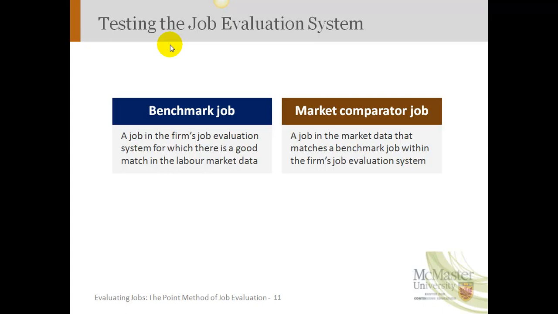Okay, so I'm going to cut off this first video here, and what we're going to do now is get more into how we're paying those jobs once we've evaluated them and what we would look at to determine whether our pay system is fair. So we'll get back to you in the next video.